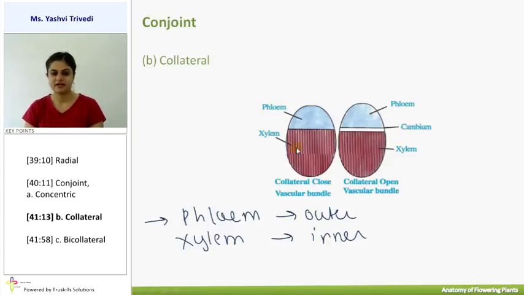Okay. In the first diagram, you can see no cambium in between xylem and phloem. So in that case, that is called collateral and closed vascular bundle. In the second diagram, you are seeing cambium between xylem and phloem. Then in that case, it is called open collateral vascular bundle.